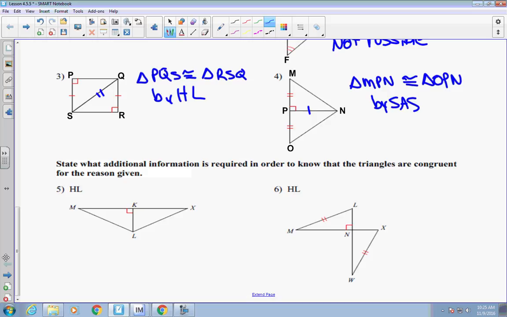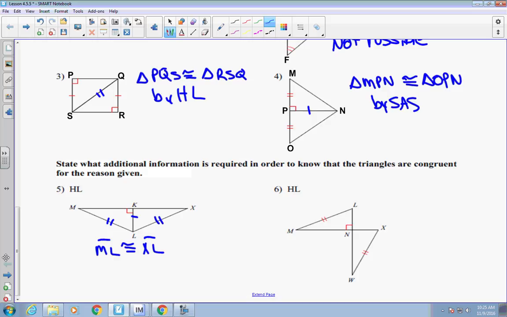So we see we've got a right angle. They share a leg. What else is needed here? The hypotenuse, right? So we need ML to be congruent to XL. And I do want you to state those congruencies. It's good to mark them, but I also want you to state them. Okay, what about number 6?